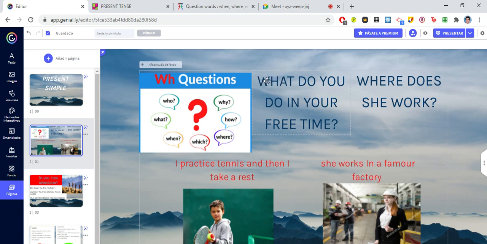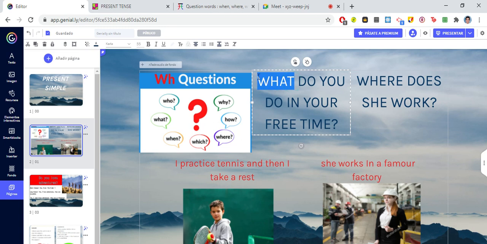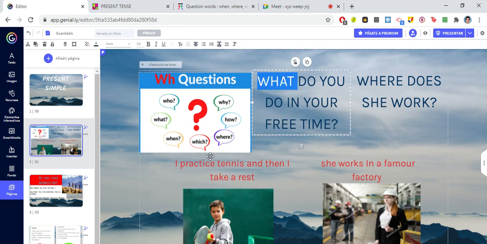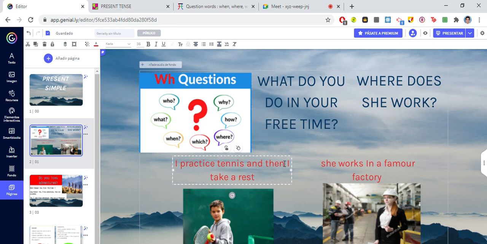Always in a question I must start with a WH word. Okay, in this case the WH word is what. So the correct question is, what do you do in your free time? And the correct answer is a specific answer. If the question word is what, the answer has to be specific to this word. In this case the answer is, I practice tennis and then I take a rest. What do you do in your free time? I practice tennis and then I take a rest.